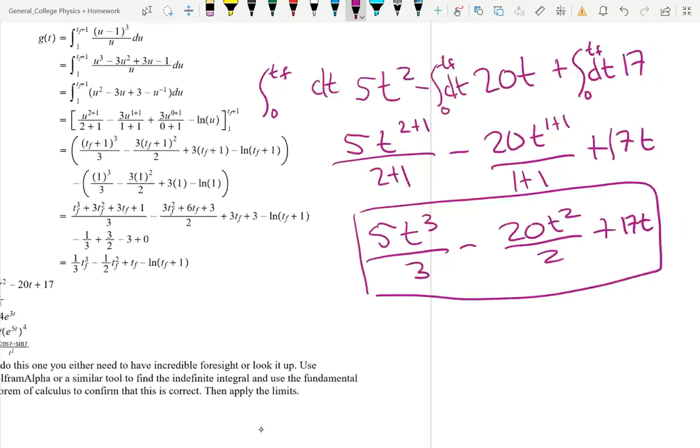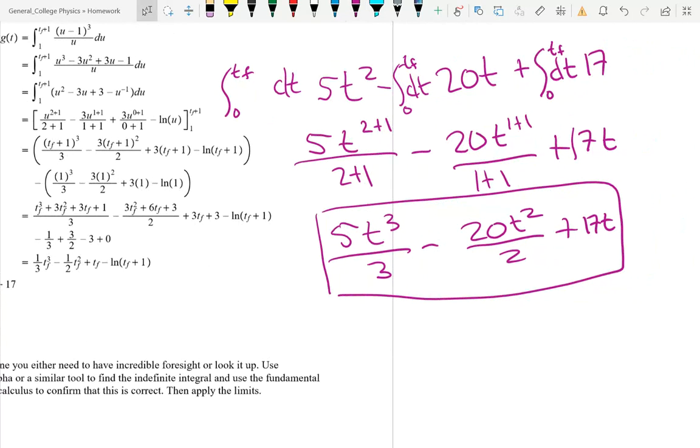Okay, so then the next one, we should have a bracket around the whole thing. And then the right-hand side, at the bottom, you put your lower limit. At the top, you put your upper limit. And then for our answer, we put in the limits.